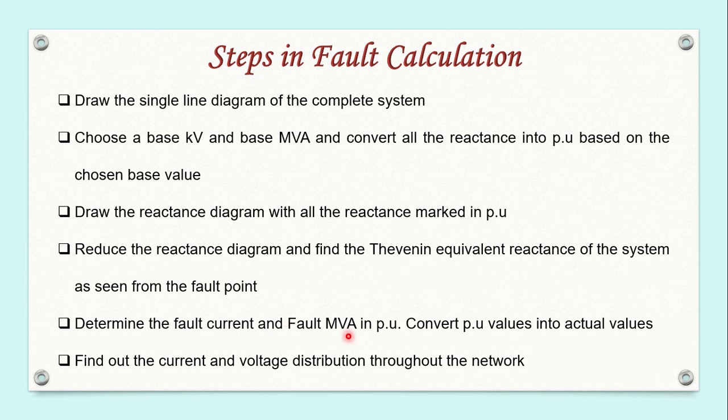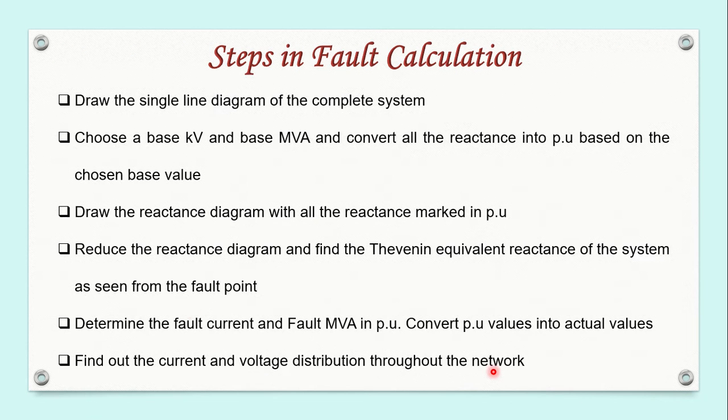And also calculate the fault MVA. Fault MVA is the apparent power flowing to the fault point. It can be calculated as voltage into current, that is, fault current into voltage at the fault point. After calculating the per unit values of fault current and fault MVA, convert them into actual values. Calculate their actual values, and thereafter find out the current and voltage at every part of the network. These are the various steps in symmetrical fault calculation.